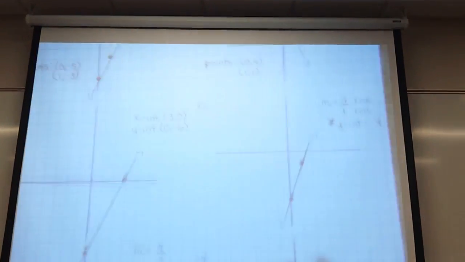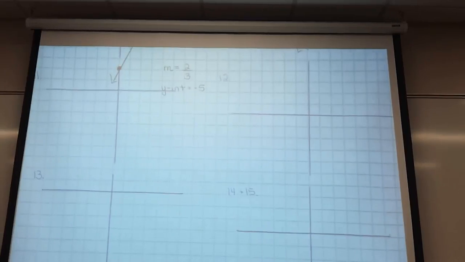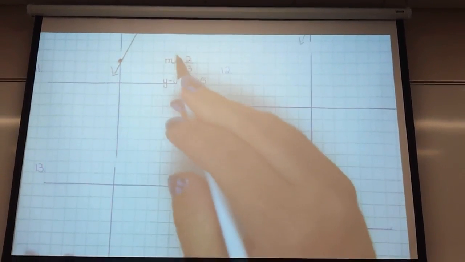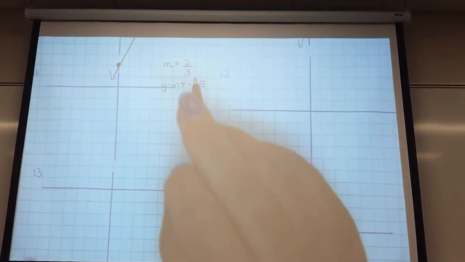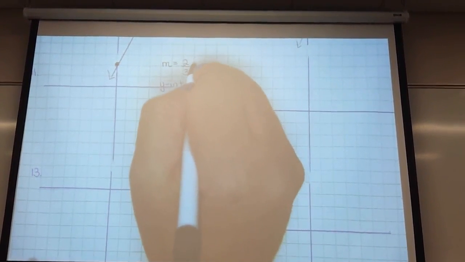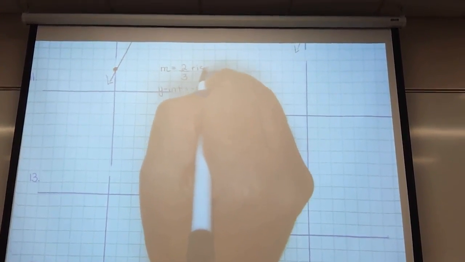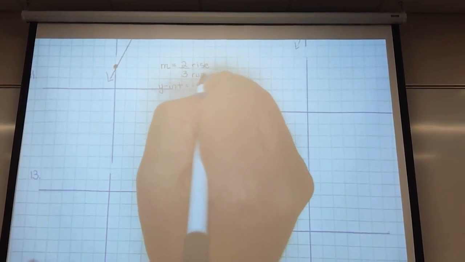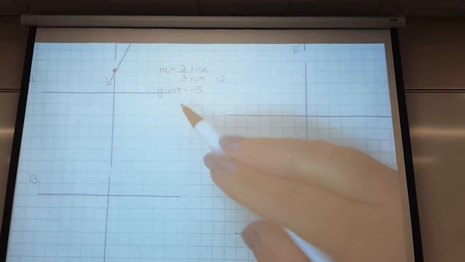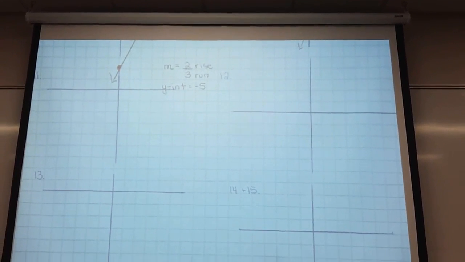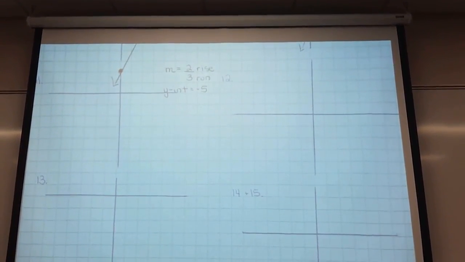Paper. Still have the information right there. Your slope is 2 over 3. Both of them are positive, so it's still a rise over a run. And you've got your y-intercept. You've got to plot the y-intercept first.